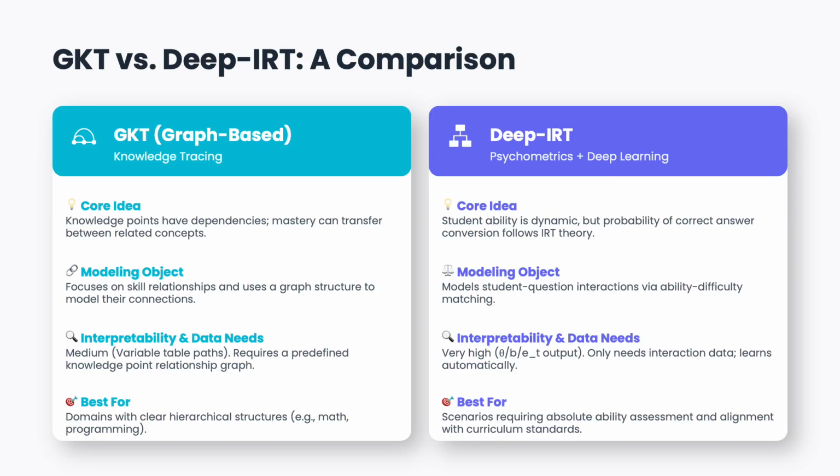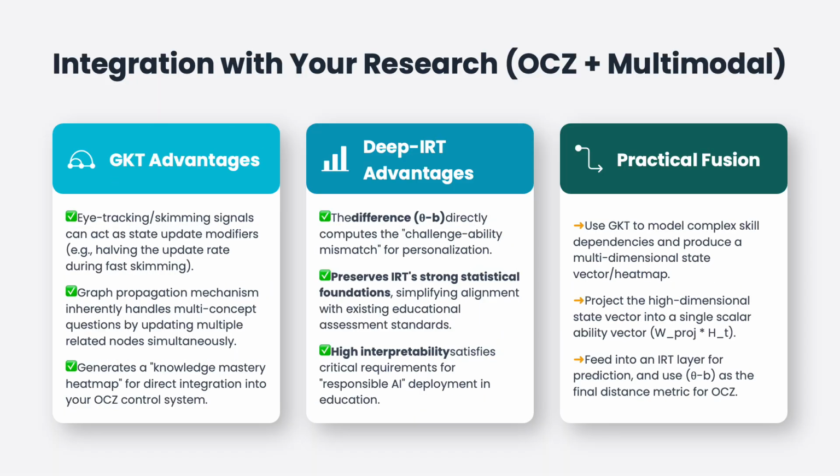So, if you want to understand the how and why of learning pathways, GKT is your tool. If you need a highly accurate individual assessment of a student's performance, Deep IRT is the way to go. The real power comes when we combine these models. Let's say you're a researcher. How can you use GKT and Deep IRT?